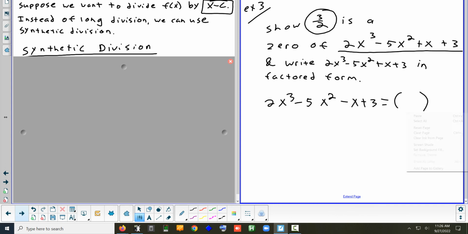Well, you'd have to have a factor here. Yeah. x minus 3, x minus 3 halves. What I'm going to do is show that x minus 3 halves is a factor. And that indirectly means that 3 halves is a 0. Now, how do I show something is a factor? What do we do?